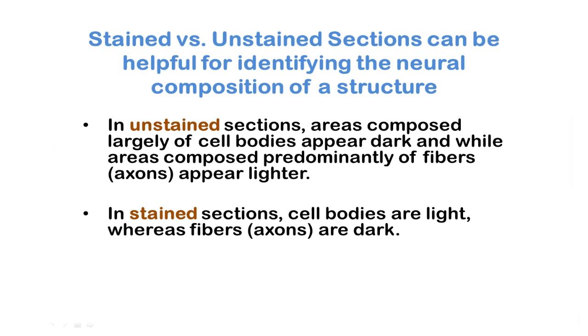Sometimes scientists will stain a section, and we're going to be looking at some stained sections. The advantage here is that in a stained section, you treat a section with certain chemical compounds. The cell bodies, which lack the myelin, do not take up the stain, whereas the axons, which are covered with myelin, readily absorb the stain. So the cell bodies that don't absorb the stain will be light, versus the axons covered with the myelin that does take up the staining material, which will appear dark.